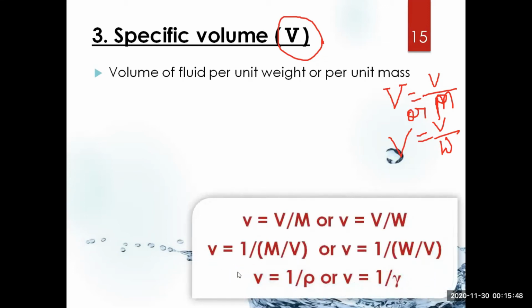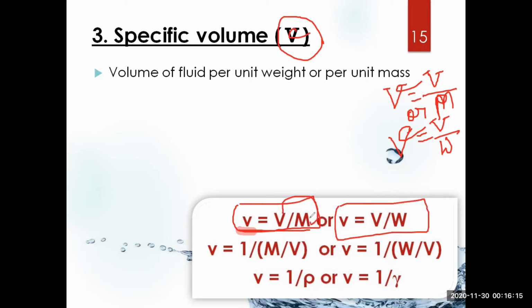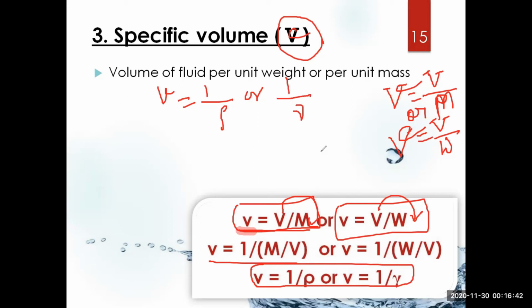So we can define the specific volume in terms of both weight and mass. Here, specific volume is denoted by small v, whereas capital V is the volume. So specific volume is equal to volume per mass or volume by weight. If you send this volume to the denominator in both cases, the specific volume will be 1 by mass by volume or 1 by weight by volume. Mass by volume is rho. So the equation is specific volume, small v, is equal to 1 by rho or 1 by gamma. So you can also define the specific volume as the reciprocal of mass density or weight density.